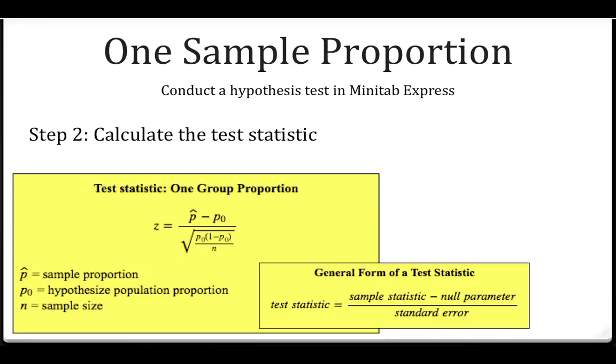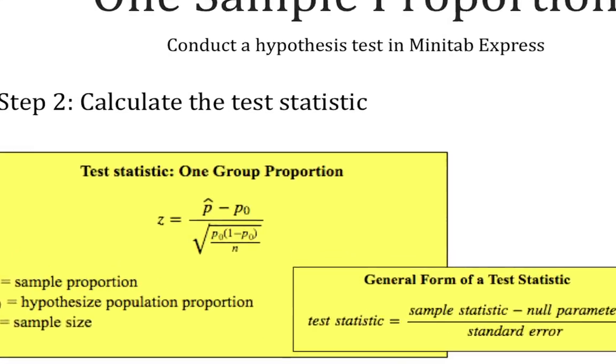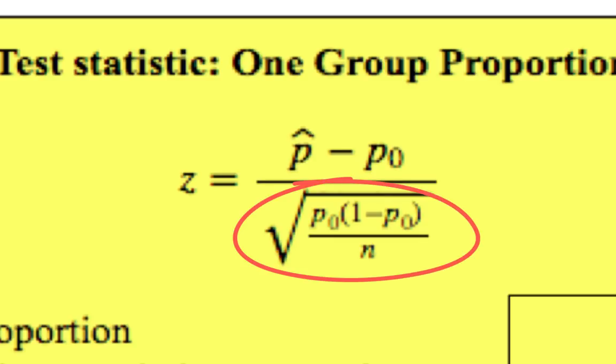Note that this is similar to the general form of a test statistic that you've seen before. We have the sample statistic minus the null parameter in the numerator, and in the denominator, we have the standard error. Another thing to note here is that the standard error for hypothesis testing with one sample proportion is slightly different than the formula that we just used when we constructed a confidence interval. When we constructed a confidence interval, the proportion that was used to compute the standard error was the observed sample proportion. Now, the value that's in our standard error formula here is p sub o, the hypothesized population proportion.